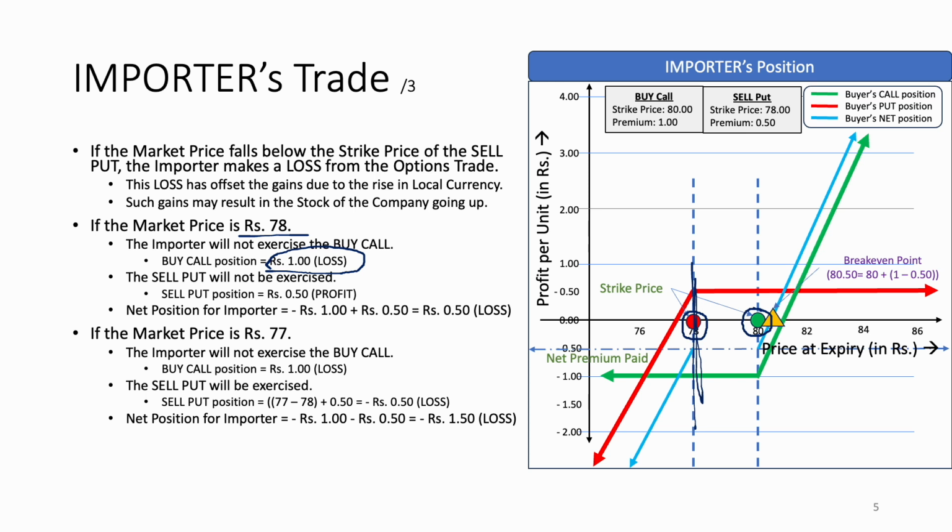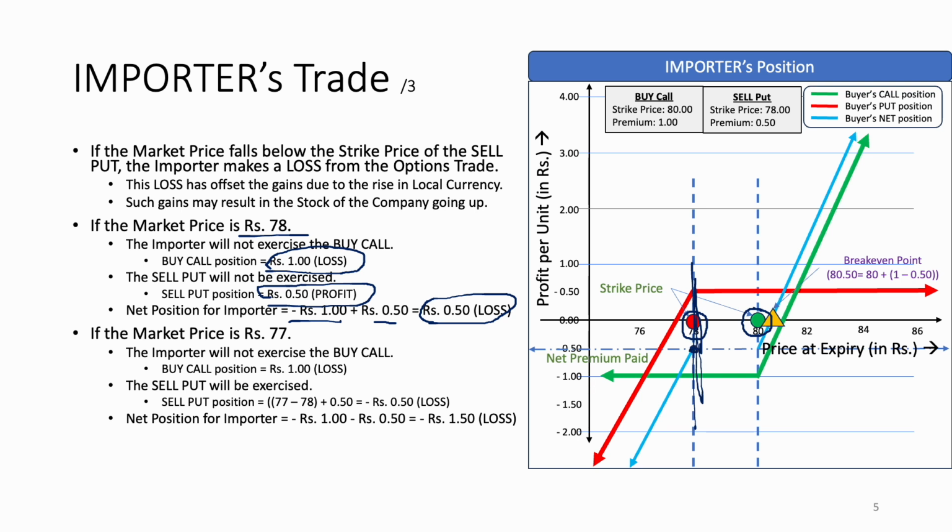And then the sale put also will not be utilized because the strike price is the same as the market price. So our importer will gain 50 paise from this sale put. So his net position is that he loses 1 rupee and he gains 50 paise. So he makes a loss of 50 paise. So that is his position here.